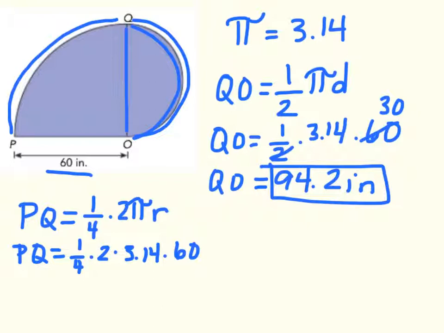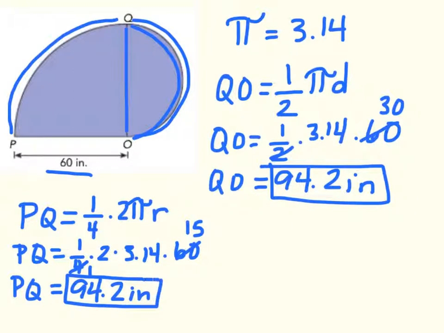We can do a little bit of reducing here. 4 can become 1, 60 can become 15. That'll clean this up a little bit for us. So PQ is going to be equal to 1 times 2 times 3.14 times 15, which gives us 94.2 inches. Yes, indeed, I used my calculator to calculate that. Hey, do you notice something really interesting here? The length of this quadrant and the length of this semicircular arc are the same.